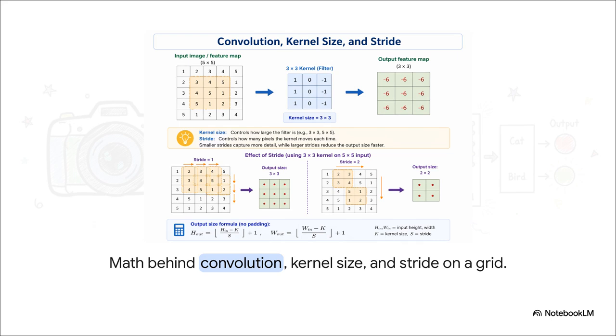Let's actually see the math in action here. Starting on the top left, we've got a 5x5 input grid. In the middle, a 3x3 kernel filter slides over that input grid to create the output feature map you see on the right.